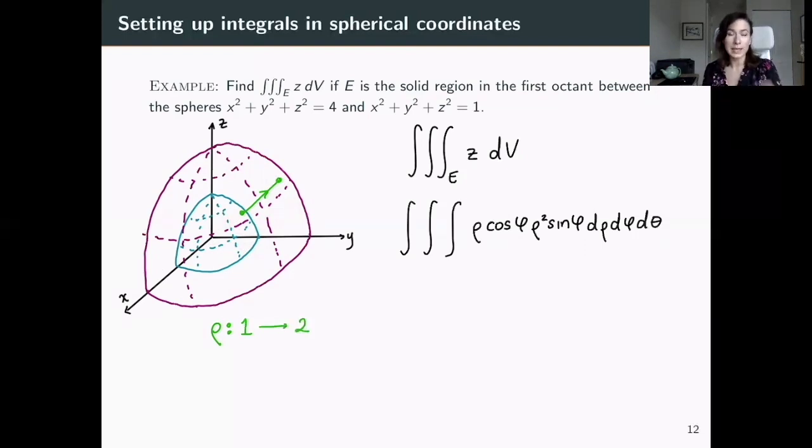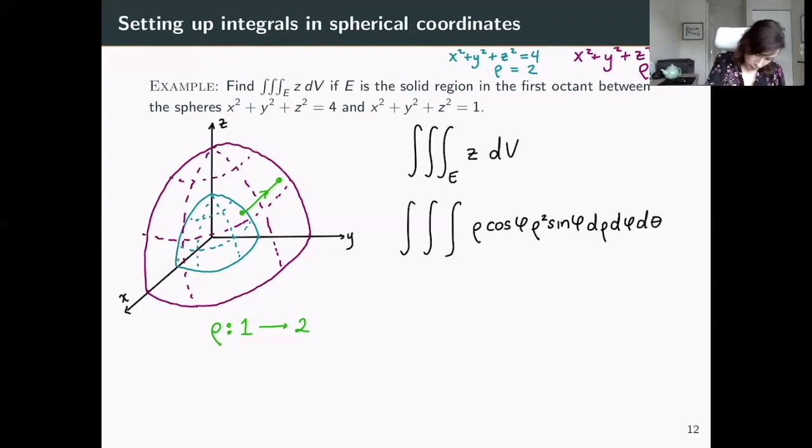Once again, how do we get these equations? Well, we know that our sphere of radius 1, so we have x squared plus y squared plus z squared equals 1, is equivalent to rho equal to 1. And same thing is going to be true for our outer sphere. We have x squared plus y squared plus z squared equal to 4, which is going to be the same as rho equal to 2. Now that we have this, we have our different values of rho and our variation for rho.